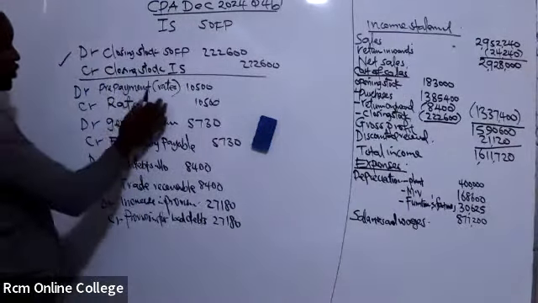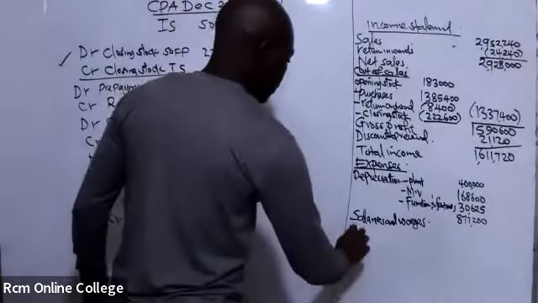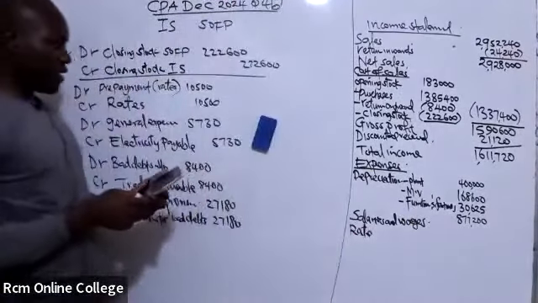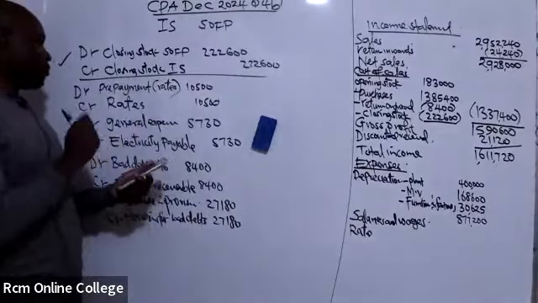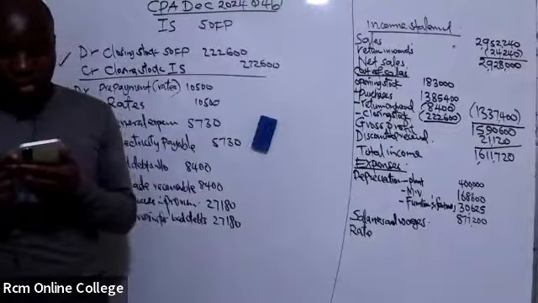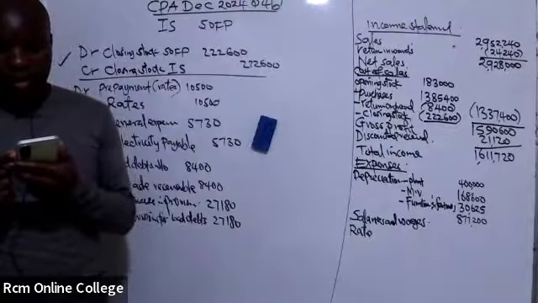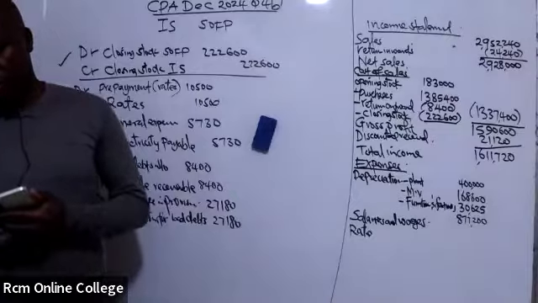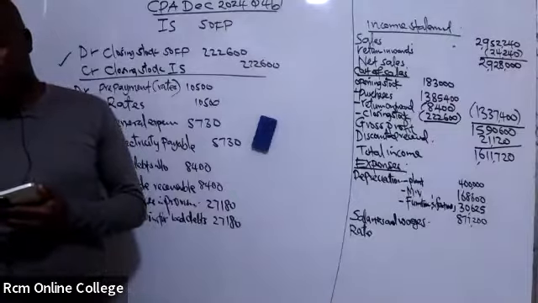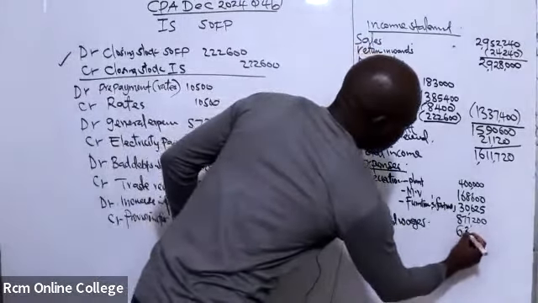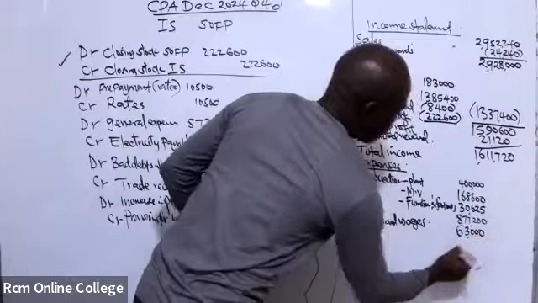Then we will talk about rates. Just have the 10,500, deduct it from the rates that is given there. So we have rates of 73,500 minus 10,500. That will give us 63,000. Prepayments reduce our rates.